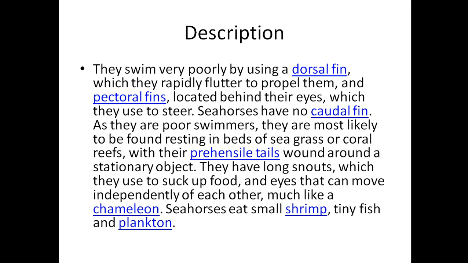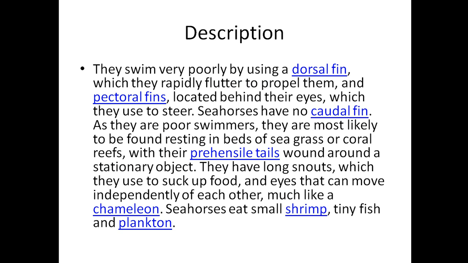So that's why they are very poor swimmers, and most of the time they are found resting in the beds of seagrass or coral reefs with a prehensile tail wound around a stationary object. The tail is prehensile, and with the help of the tail they can anchor themselves by holding any stationary object.